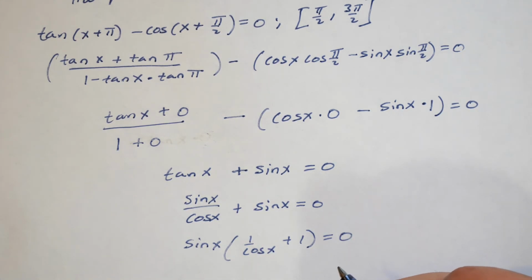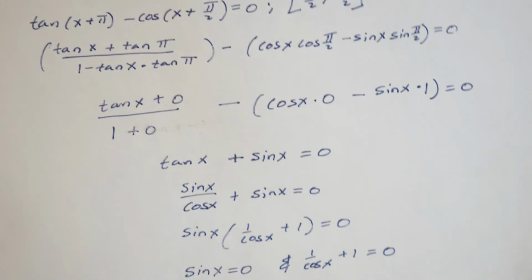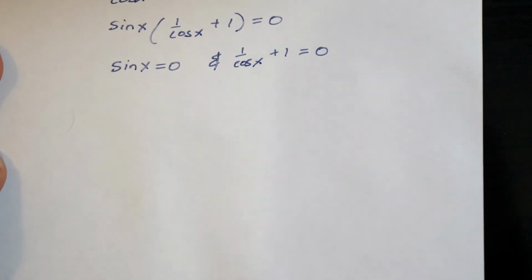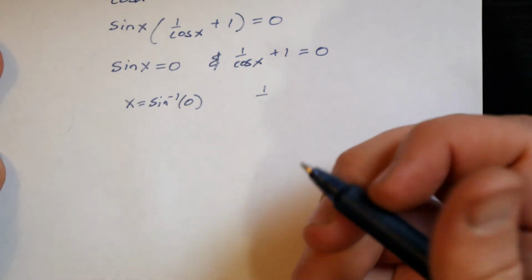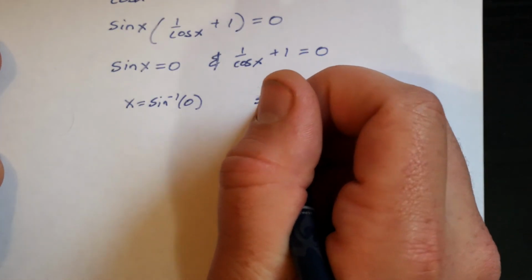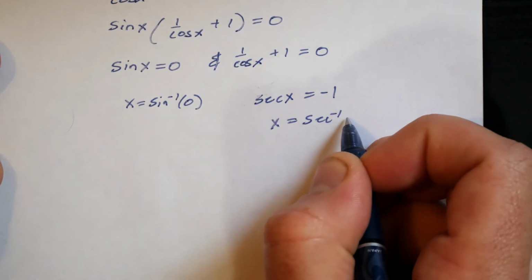Now what are we going to do? Well, if this times this equals 0, I can set each thing equal to 0. So I get sine of x equals 0, and I can get 1 over cosine of x plus 1 equals 0. Solve that guy. And we're starting to look good. So I just get x equals sine inverse of 0. And then I'm going to subtract 1, so I get 1 over cosine. What is 1 over cosine? 1 over cosine is secant of x equals negative 1. So I just get x equals secant inverse of negative 1.